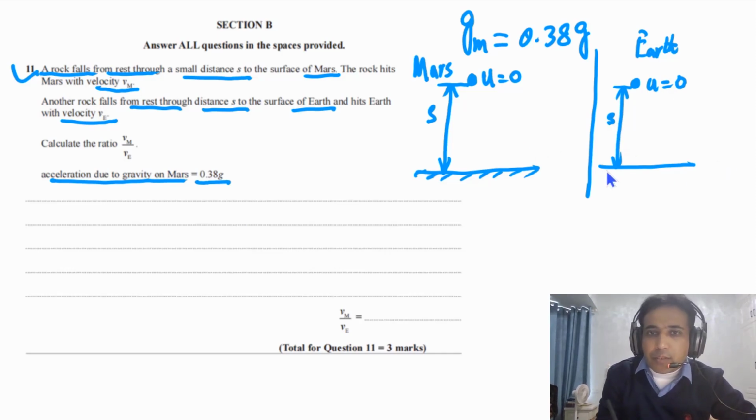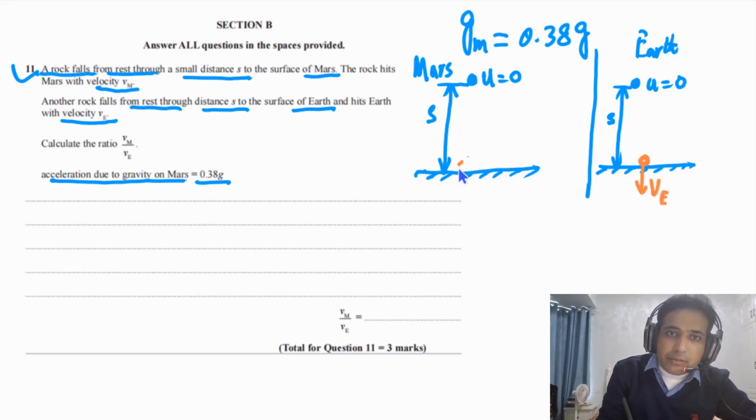So we need to find out what is the velocity when the ball just hits the surface. When the ball just hits the surface, what is that velocity? That v we have to find out, and that is ve. And same for Mars. When it hits the surface of Mars, what is that velocity? That is vm. We need to find the ratio between vm and ve.